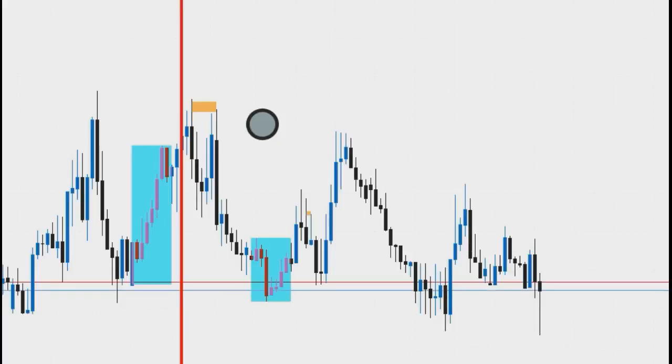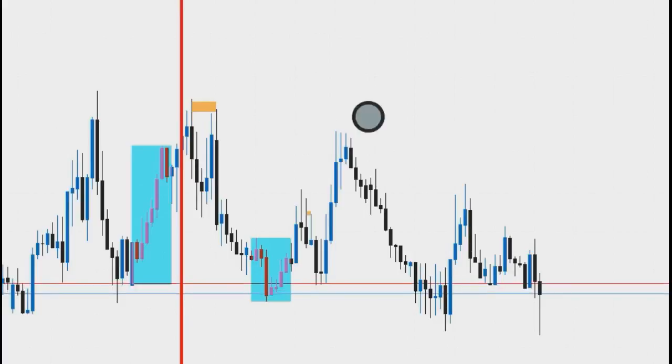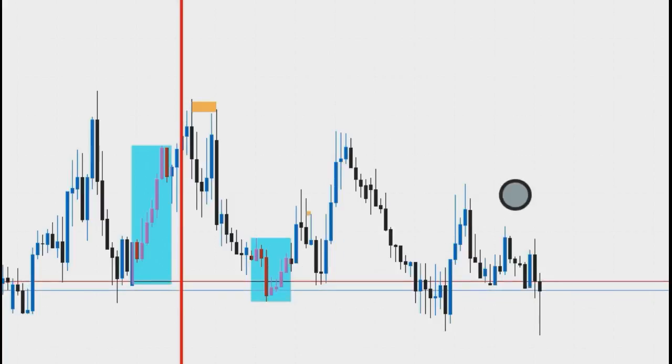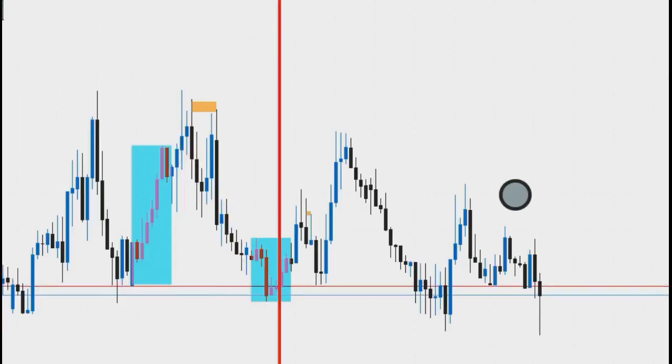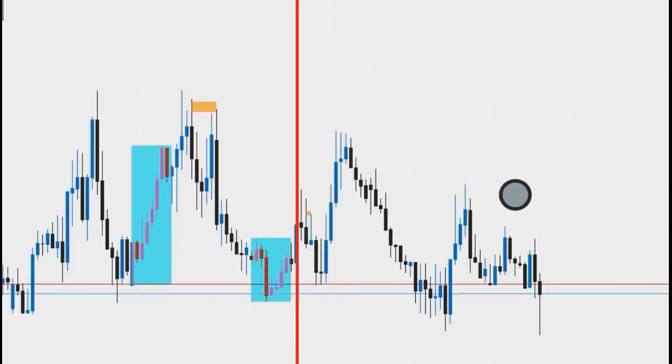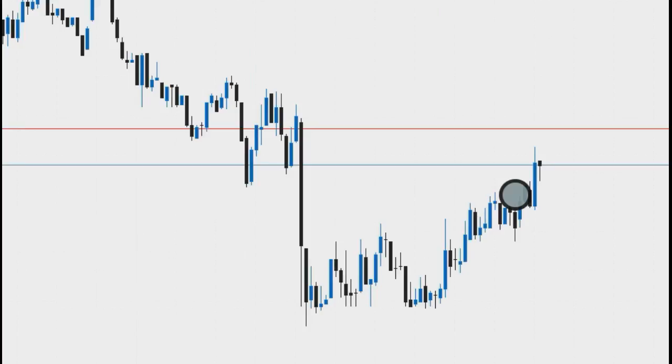So let's continue. Here is the next example. We have already determined that the bias is bearish. So this is the candle. You are expecting a candle to break above the high of the Asian range in this case. So that's the candle that broke the Asian range. Now let's drop down, this time maybe to 1 minute, and let's see.